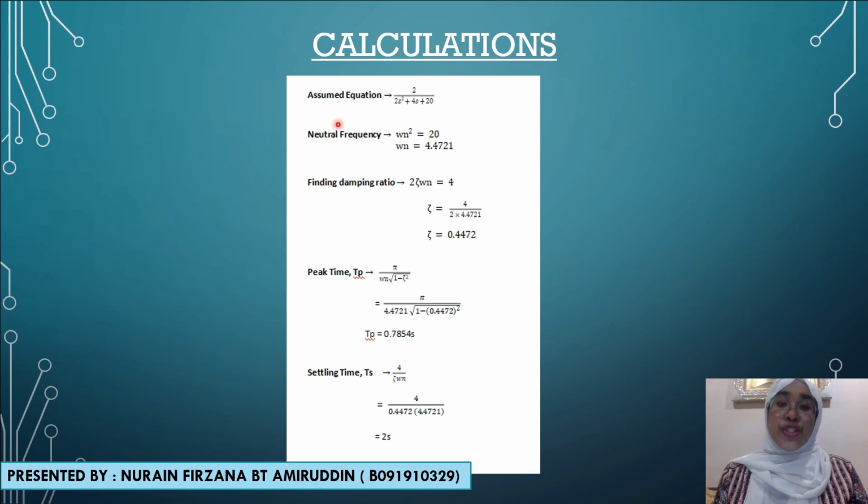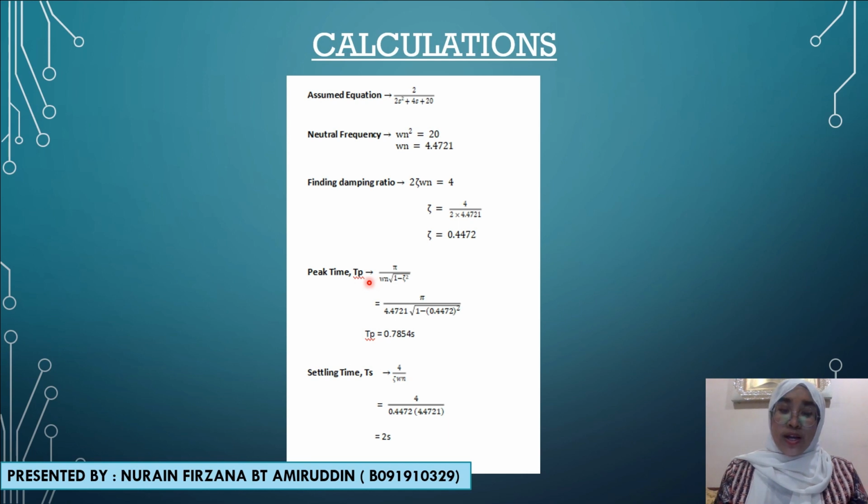We assume the equation is 2 over 2s squared plus 4s plus 20. First, we need to find the natural frequency, which is Wn squared equal to 20. Wn is equal to 4.4721. Next, we need to find the damping ratio: zeta Wn equal to 4. The zeta is equal to 4 over 2 times 4.4721. The value of 4.4721 is obtained from the natural frequency, and the final result for the zeta is 0.4472.